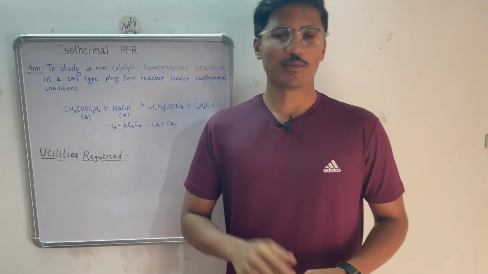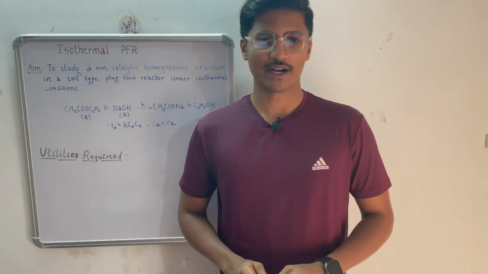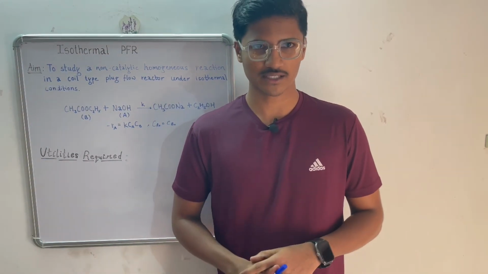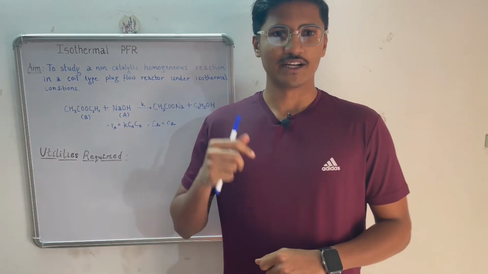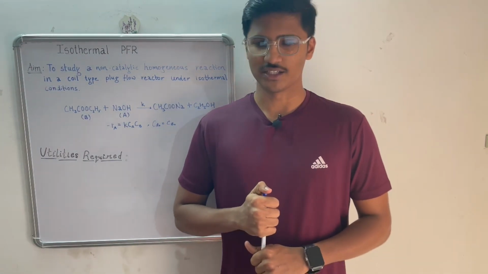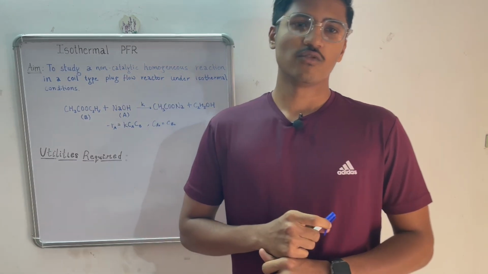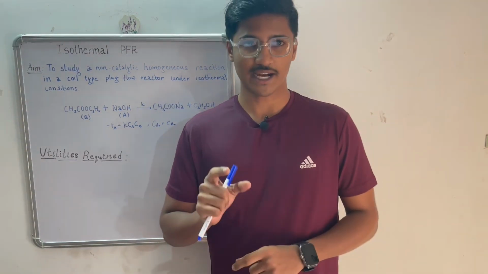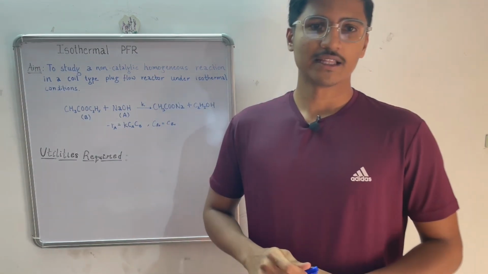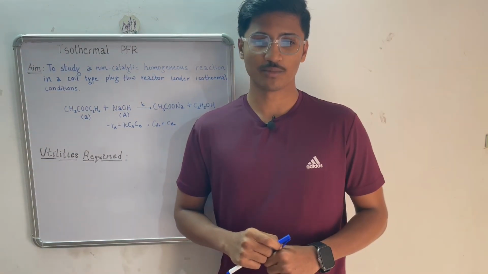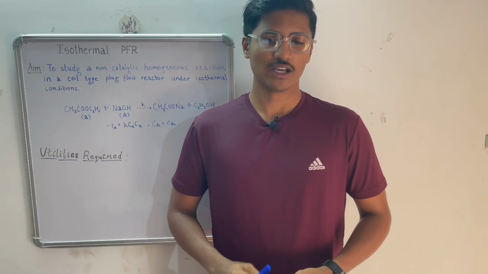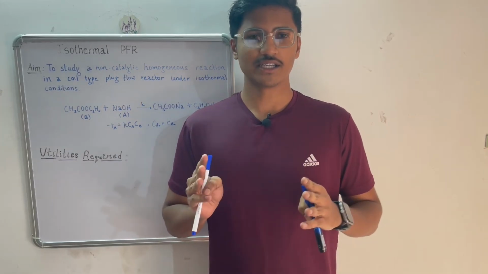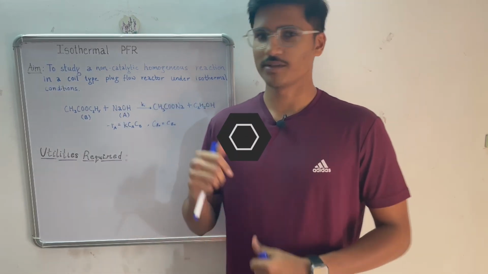Then in the laboratory there are various other utilities required. The apparatus are: two conical flasks of 250 ml each, two measuring cylinders of 50 ml each, one burette of 50 ml with stand, two beakers of 250 ml each, and one funnel. So these are the basic utilities that are required in the laboratory to perform this experiment.